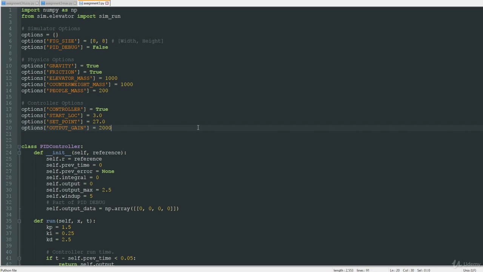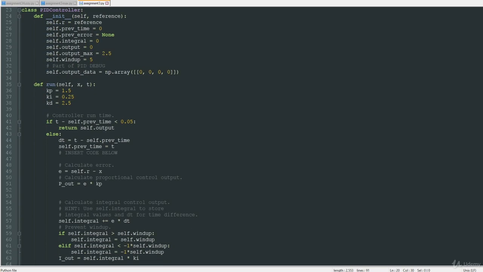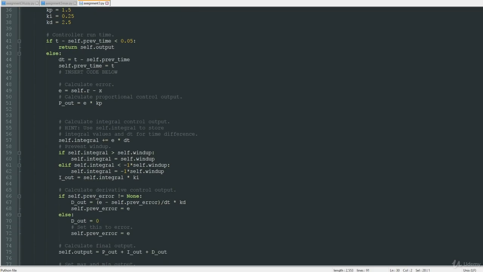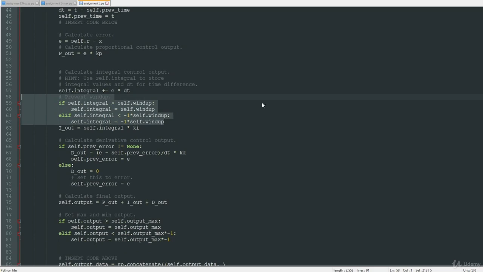Here you can see my solution to Assignment 3. Note, I used a maximum integrator windup of 5 and an output maximum of 2.5. Here's where I implemented a max integrator term to prevent integrator windup.